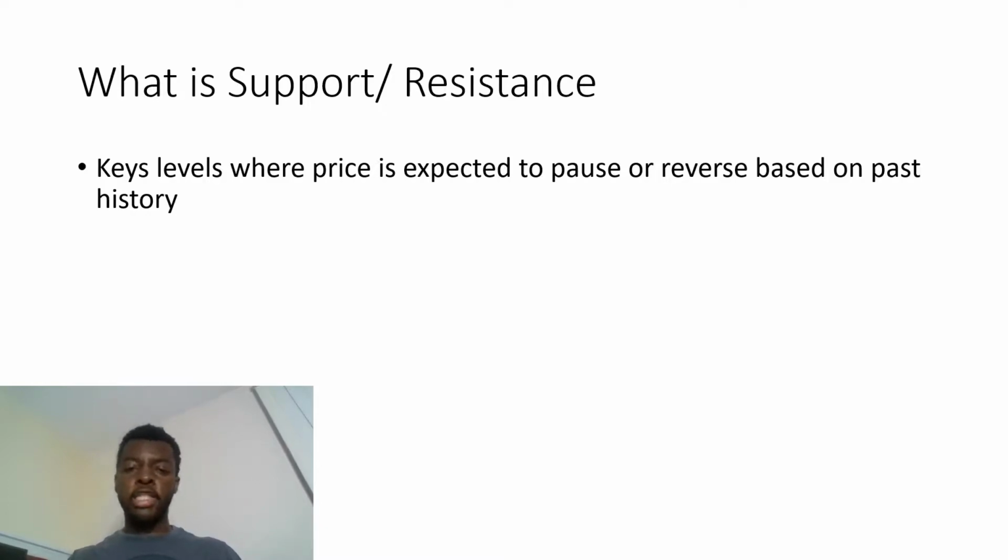And this is a definition: key levels where price is expected to pause or reverse based on past history. So in the market, we're going to be looking at how the stock has performed in the past. With the Toyota example, in the past we know the average price of the Toyota, and we know that the price fluctuates around, let's say, 10 and 50,000. Low point is 10, high point is 50. So based on this history, we expect the price to pause or reverse because it's either too high or too low. And the same thing happens in the market.